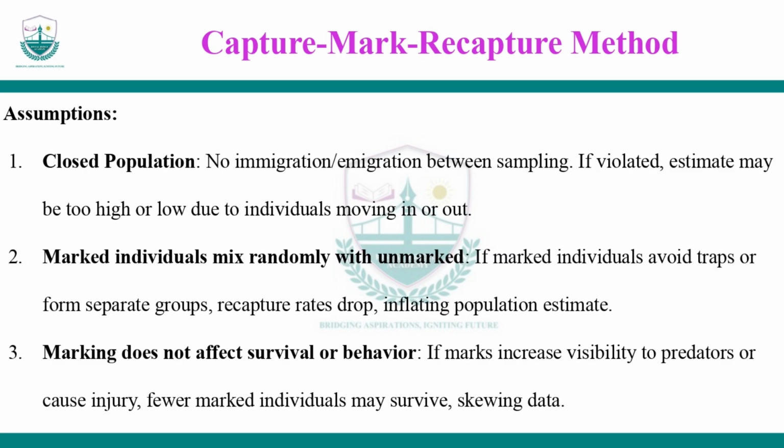Let's break down the critical assumptions. Closed population, no immigration or emigration between captures. If animals move in or out, the estimate becomes inaccurate. Random mixing, marked and unmarked individuals must mix evenly. If marked animals avoid traps or form separate groups, your data skews. No effect from marking. The mark shouldn't make the animal more visible to predators or alter behavior. If fewer marked animals survive, the population seems falsely large. Violating these can distort your results significantly.